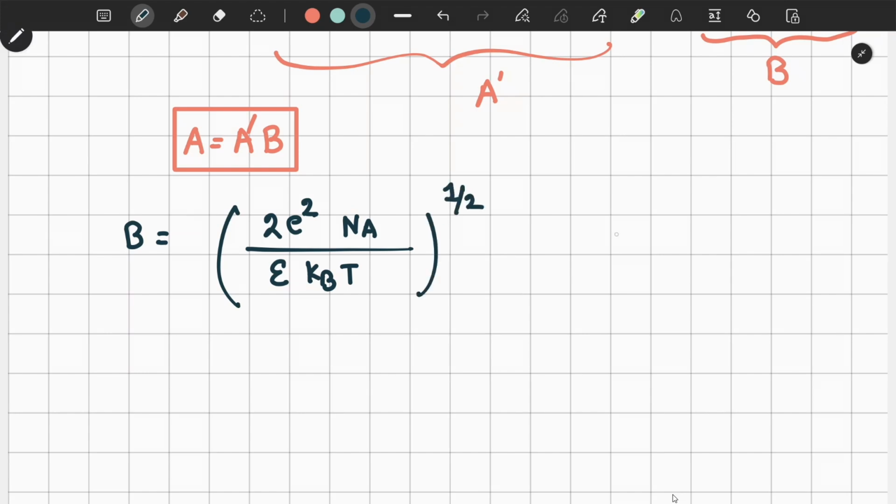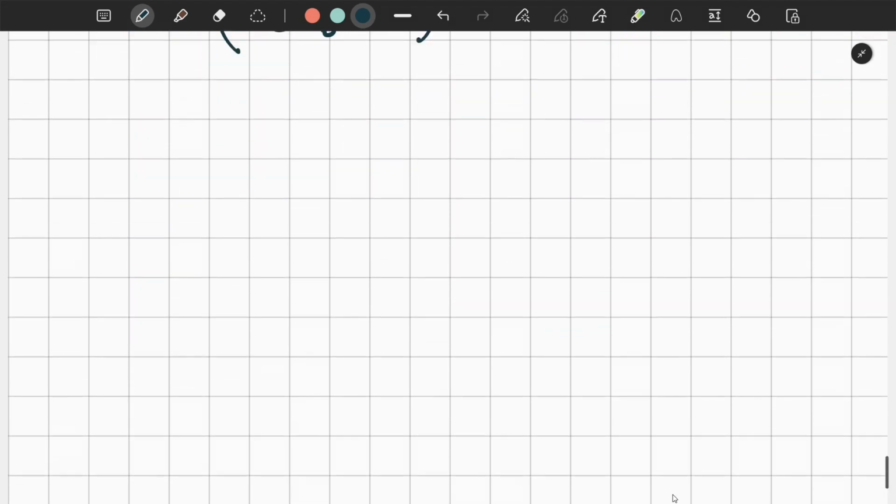So what is the value of epsilon for water? Epsilon is the dielectric constant. If you don't remember it, just think like that. You know Coulomb's law.